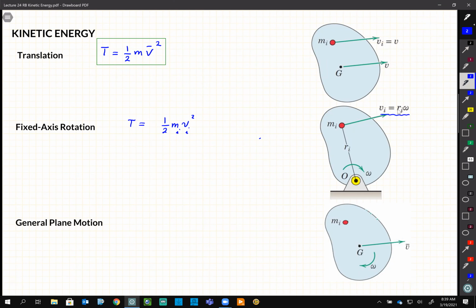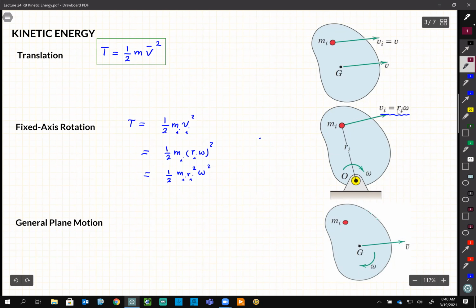So which I can write it down as half of half of mi. Instead of vi, I write down ri omega squared. And I can simplify it as 1/2 mi ri squared omega squared.